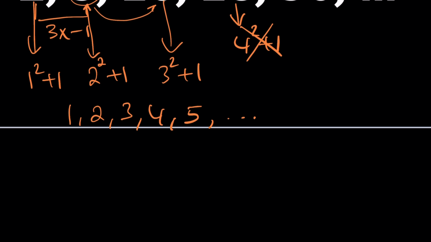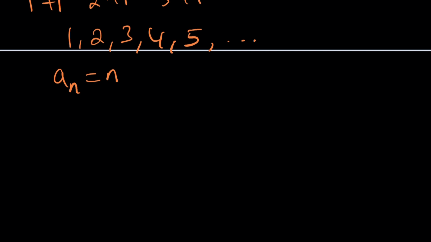What do you think the general rule for the sequence is? Do you think it's a_n equals n? Well, it looks like it, but at the same time, it could also be something like a_n could be n plus, now take a look at this real quick, n minus 6, n minus 7.